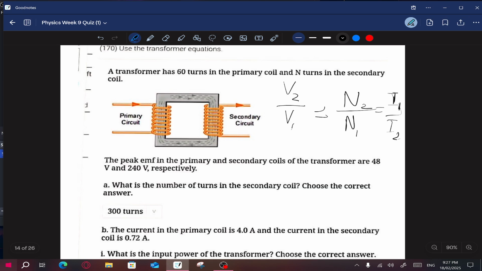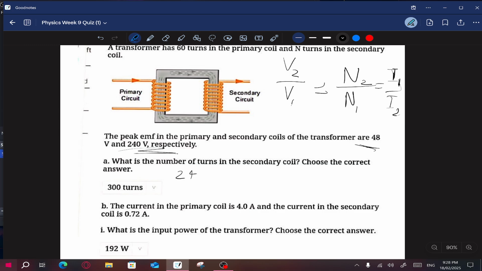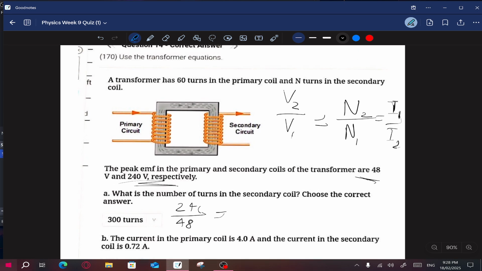What's the number of turns in the secondary coil? You apply the formula. So we have our voltages here. So this primary is 48 volts. The secondary is 240. So 240 over 48 is 2. How many turns are we going to have, relative to the turns in the primary? So this is equal to 240 times T divided by 48, which gives you X to be 300. And the primary coil and the current in the secondary coil is 2 amperes.